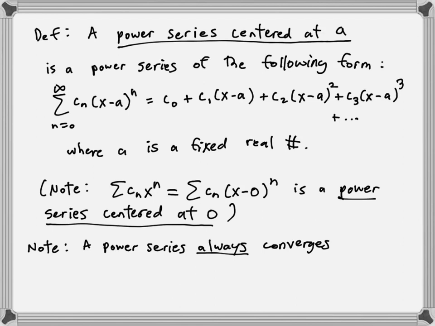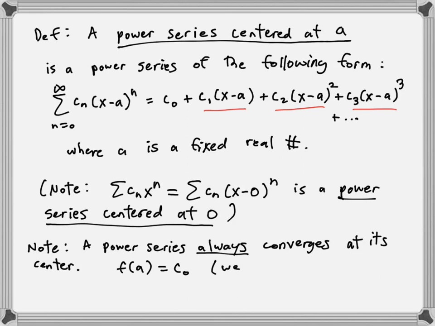Where does it always converge? At its center. Why is that? Because at its center, if you plug in A, what happens? Well, if you come back up here, all of these terms are actually going to go away and become 0. And so you just get the constant term, c naught. So of course it converges, right? You don't even have an infinite series anymore. You just have one term. So it always converges at its center. That's the first thing.